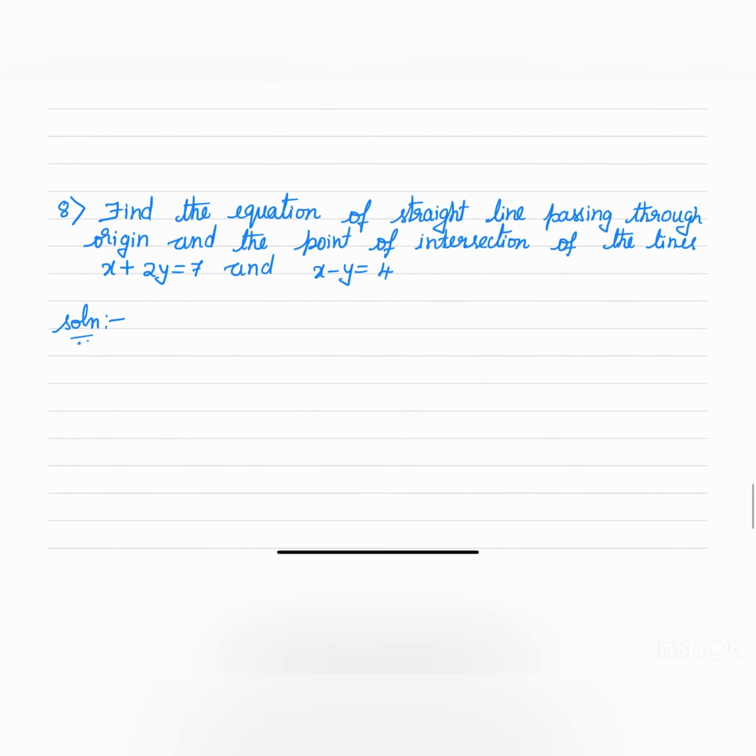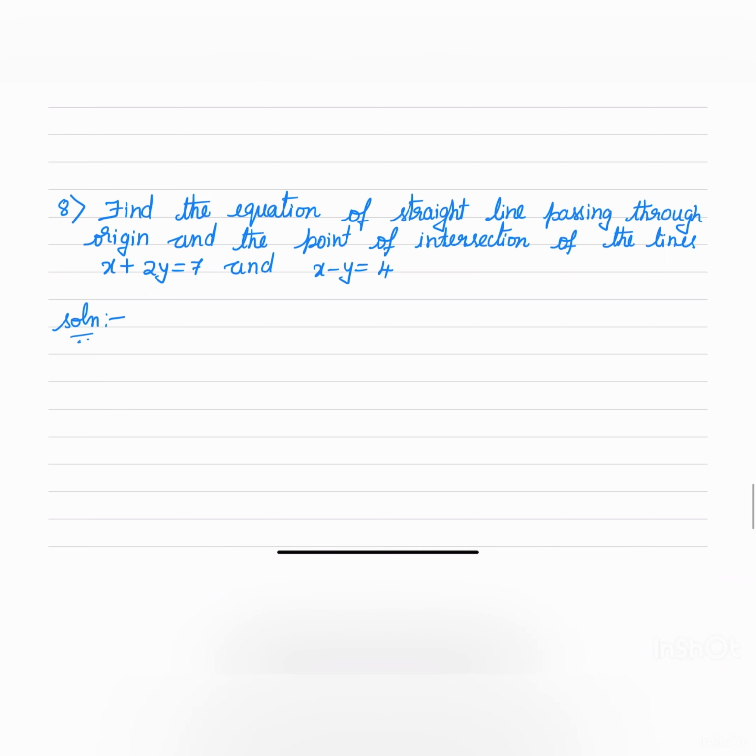Let us go for the eighth one. Find the equation of the straight line passing through the origin and the point of intersection of the lines x plus 2y is equal to 7 and x minus y is equal to 4. Find the equation of the line passing through the origin. We will take x plus 2y is equal to 7 and x minus y is equal to 4 and find the values of x and y.